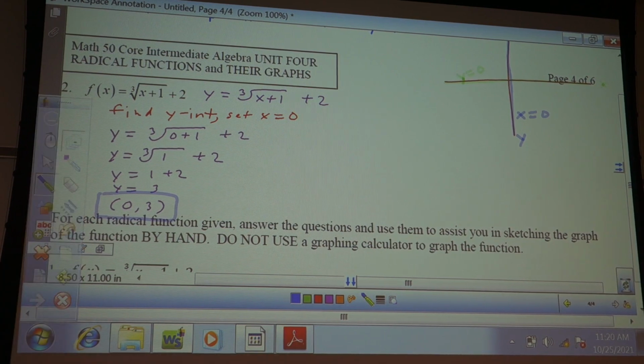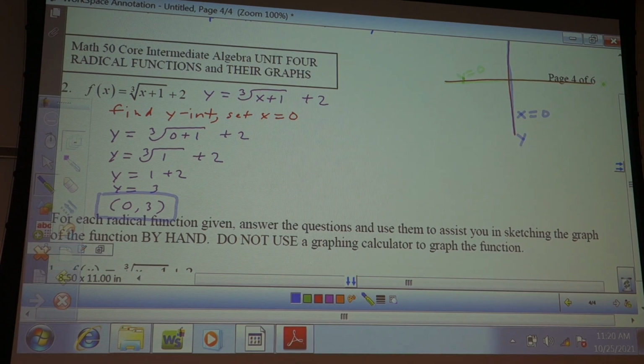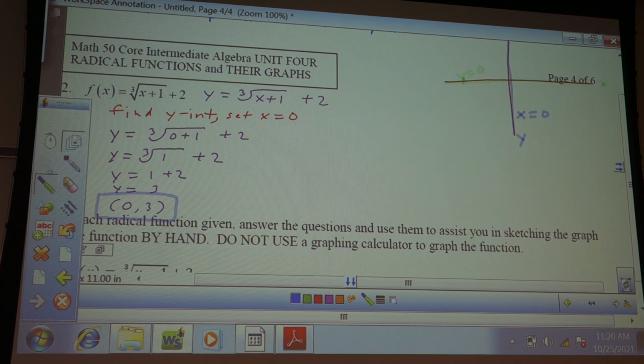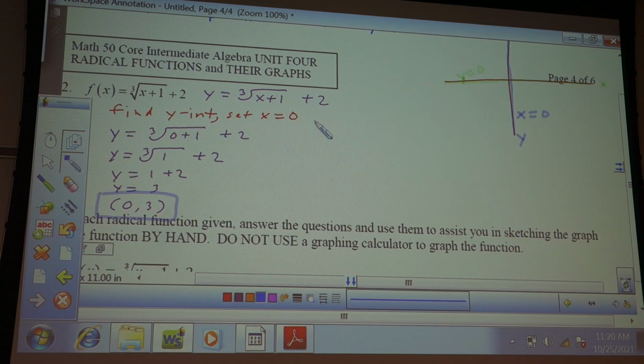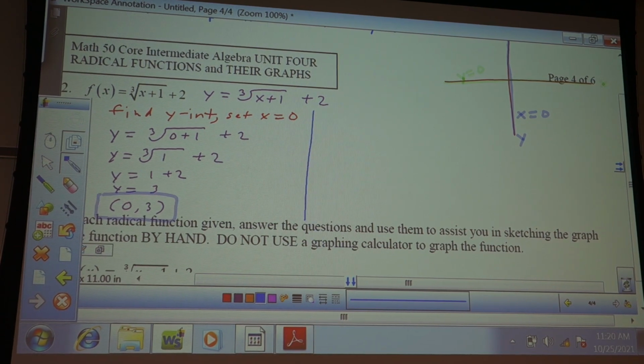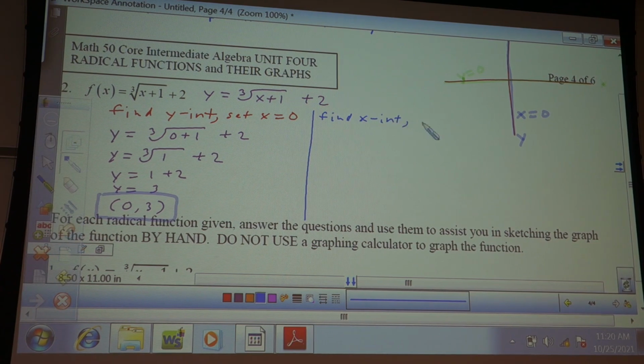Now we're going to find the x-intercept. How do we do that? We set y equal to 0.